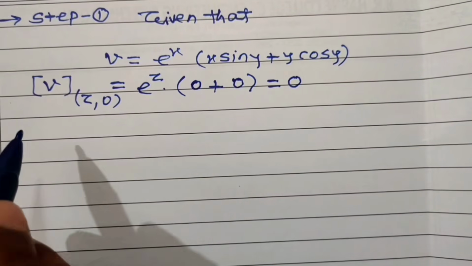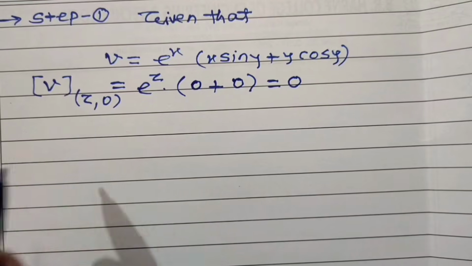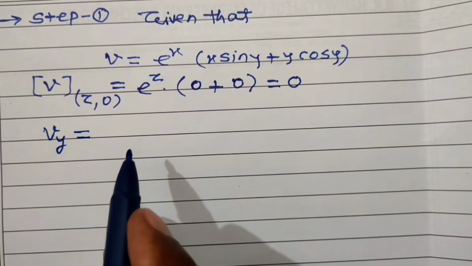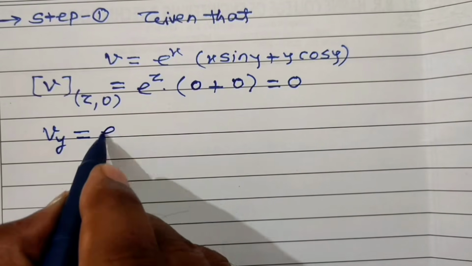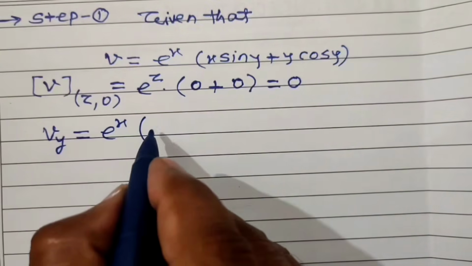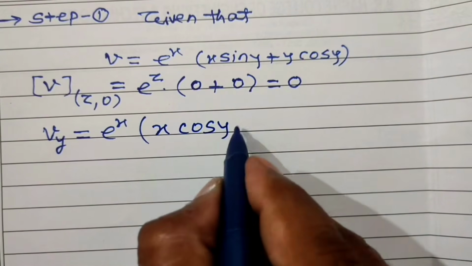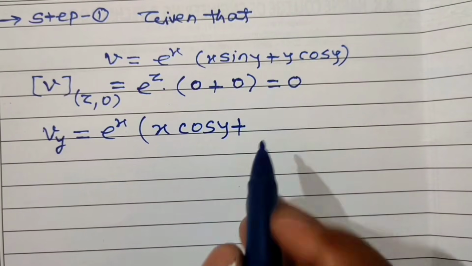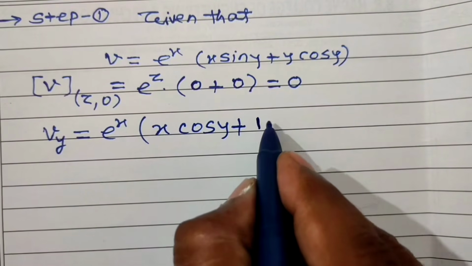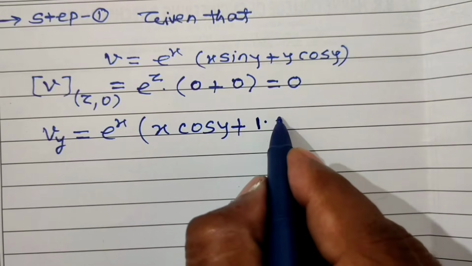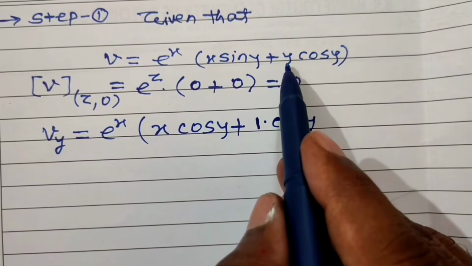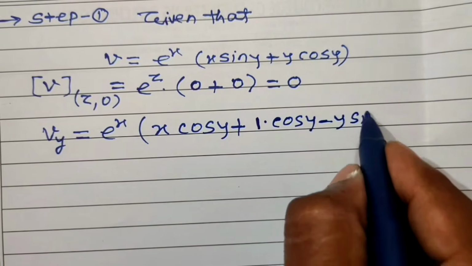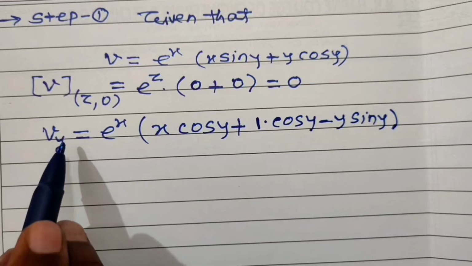Now, let us find the partial derivative of v with respect to y. This is equal to, considering x as constant, e to the power x into bracket x into cos y plus, now here the u into v formula. Derivative of the first function with respect to y, derivative of y with respect to y is 1. Second function cos y as it is. Then first function as it is, derivative of the second function. So minus of y into sin y. This is the partial derivative of v with respect to y.